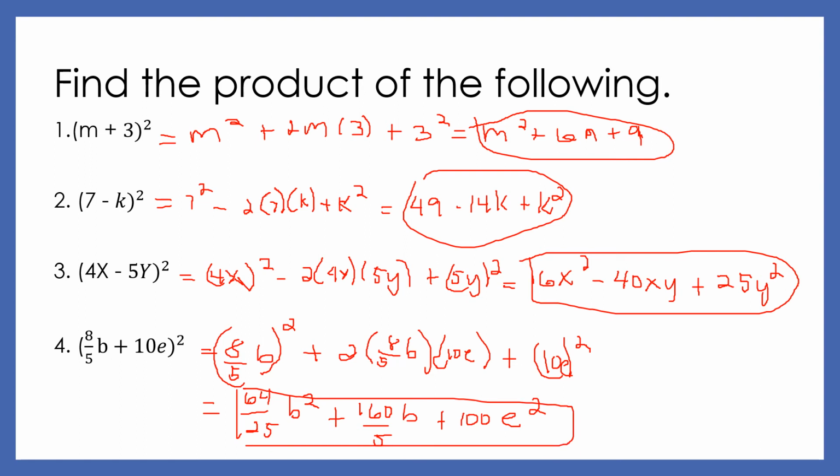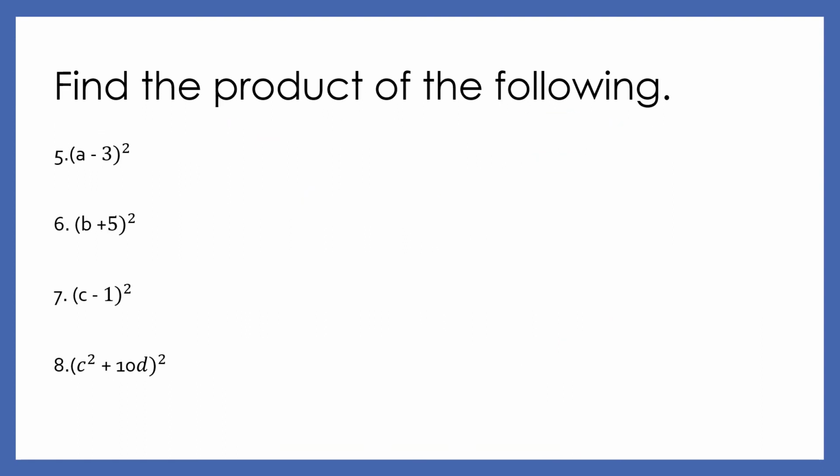Right, next. Again, we have number 5. Square again the first term, so we have a squared minus 2 times a times 3 plus 3 squared. So we have a squared minus 6a plus 9.